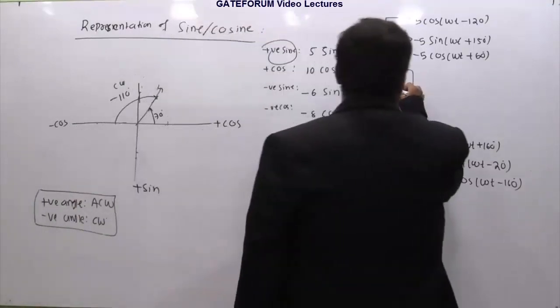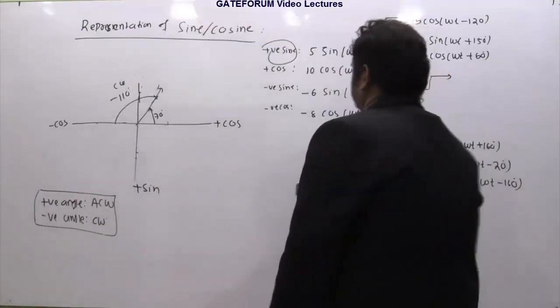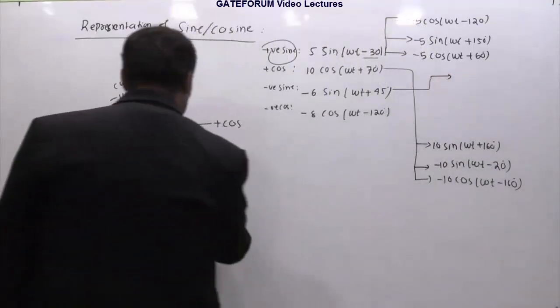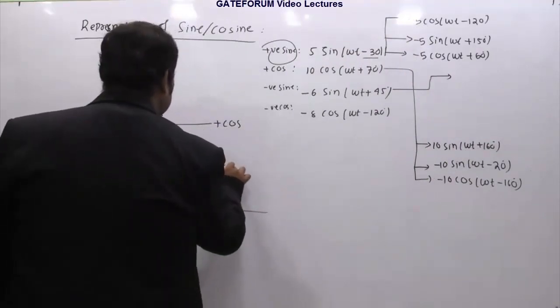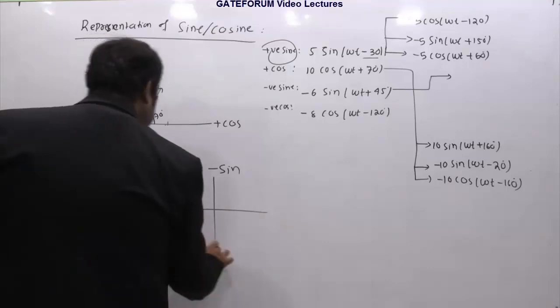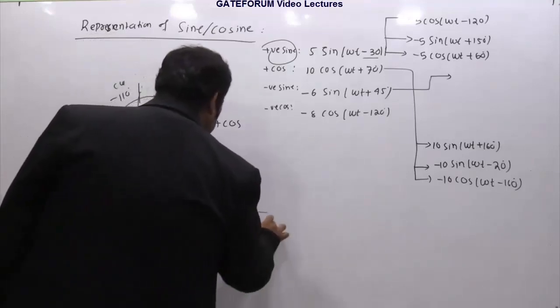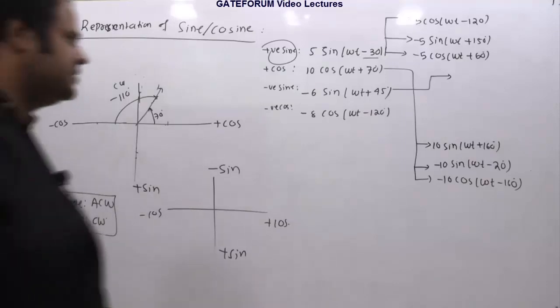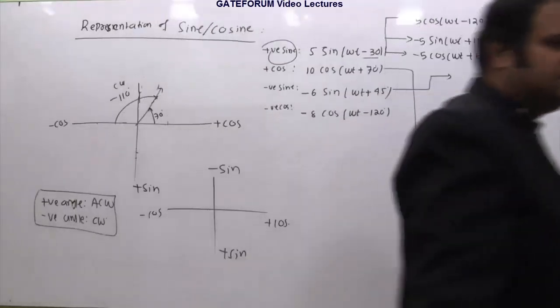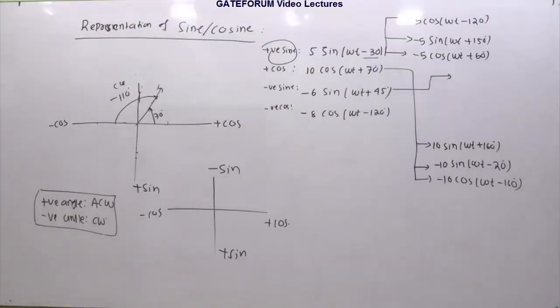Now coming to these cases, let us see one by one. Let me draw it again separately. This is your negative sine, this is your negative cos, this is your positive sine, and this is your positive cos. Minus 6 sine of omega t plus 45 degrees. So where will this be coming?